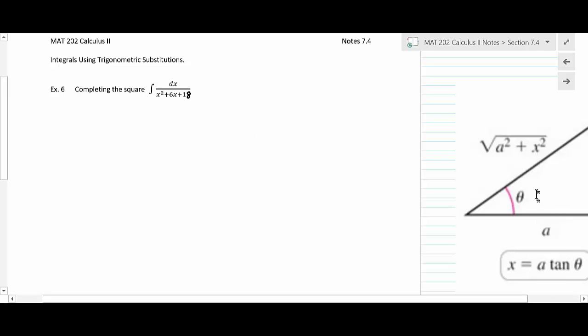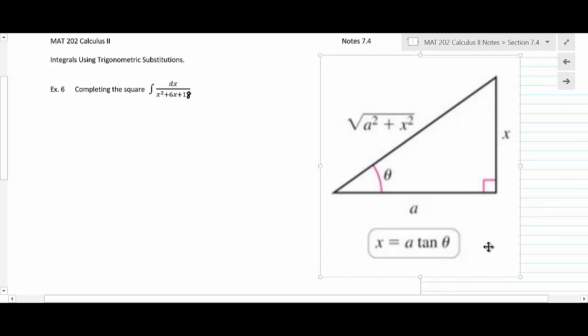Okay, so this one is a tangent substitution. I've just put the triangle on here so we can refer to this as we go. What you're used to doing on a problem like this is completing the square. Before we do anything, that kind of looks like a completing the square integral, doesn't it? So we're going to work out the completing the square before we do the substitution and just review how you do that. Then we're going to do a trig substitution on this one actually.